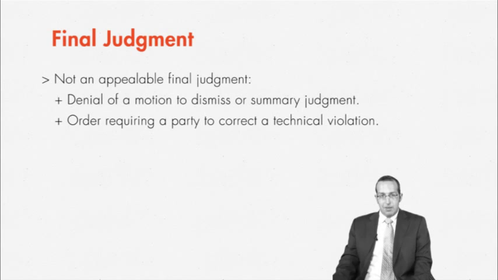Here are two simple examples of what is not an appealable final order. One, the denial of a motion to dismiss or summary judgment. Those are going to allow the case to go forward in the trial court. Needless to say, a grant of a motion to dismiss or summary judgment is a final judgment, and therefore certainly appealable. Number two, an order requiring a party to correct a technical violation.